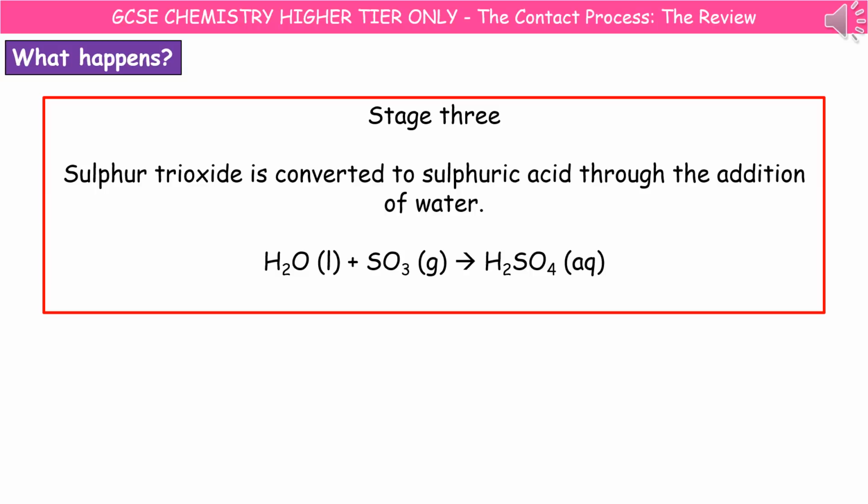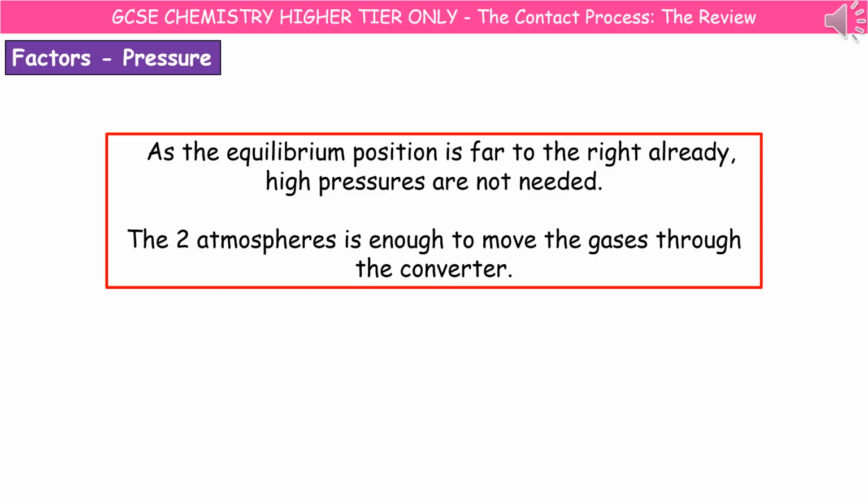So you've got your balanced symbol equation at the bottom again. H2O, we hopefully remember, is water. SO3, our sulfur trioxide, and then we make sulfuric acid, H2SO4. As we mentioned, stage 2 is a reversible reaction. So we've got those conditions that we've chosen.